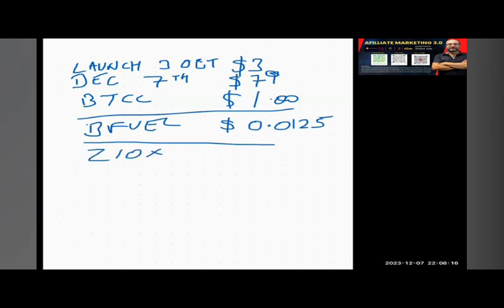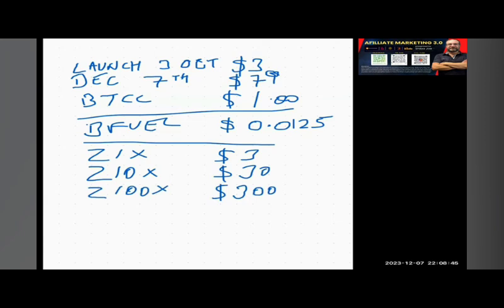The Xeon 1X costs $3 a day to run. The Xeon 10X costs $30 a day to run. And the Xeon 100X costs $300 a day to run. And that will never change. One Xeon 1X, one Xeon 10X, one Xeon 100X costs $3 a day, $30 a day, and $300 a day to run. That does not change. That's a constant along with B fuel.